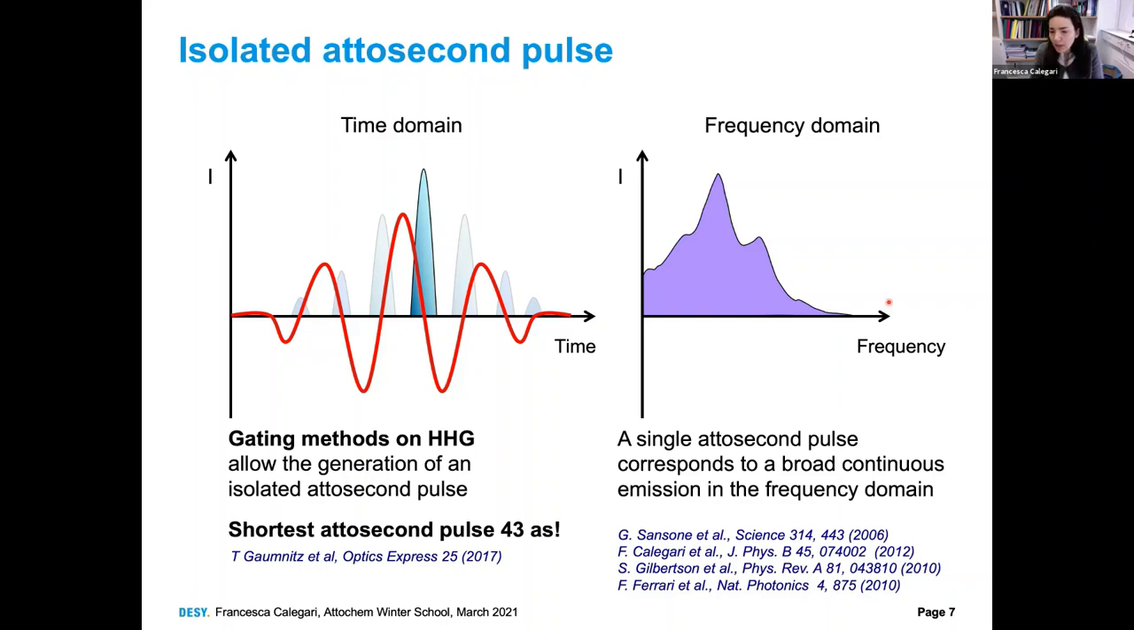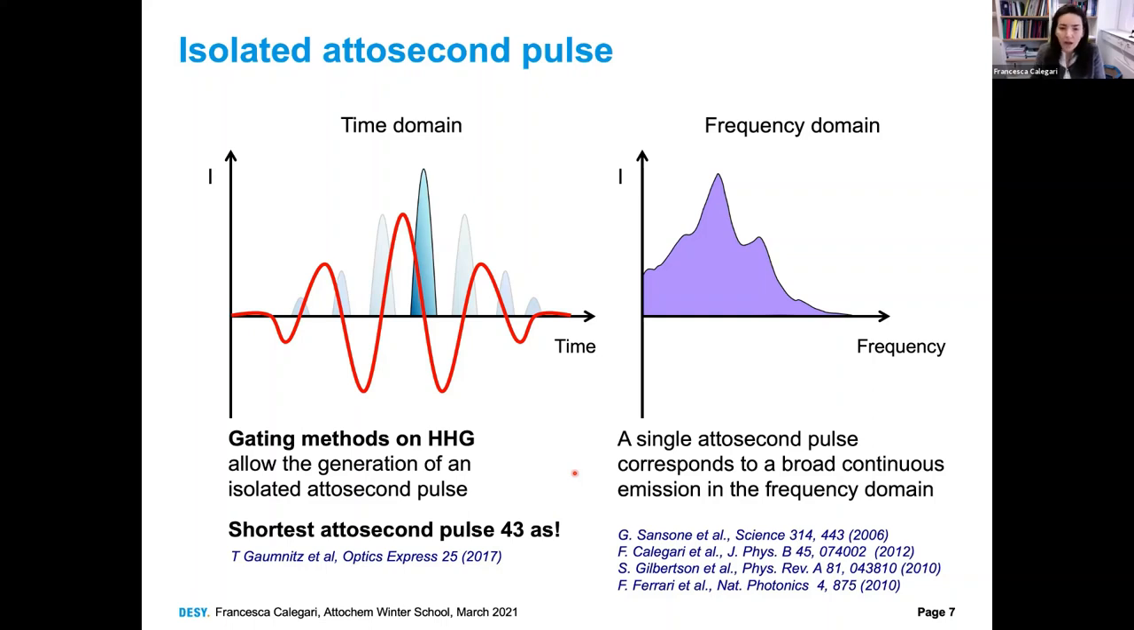And of course, that is also broadband, because if you want a very short pulse, this inevitably leads to a very broad emission that also affects a little bit the capabilities you have in terms of spectroscopy, which we will see very soon. But that's the way we can achieve the shortest pulses available in the world, and indeed using a specific wavelength for generating this radiation and a specific gating technique, it has been possible to generate 43 attoseconds. So that's so far the record in the duration of the attosecond pulse.